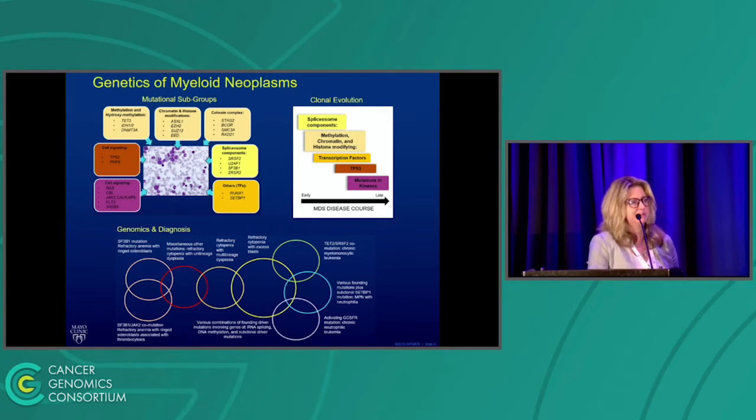And as you can see on the bottom here, the subgroups of these myeloid neoplasms have a lot of clinical overlap, but there are two polar ends. One is dysplasia and cytopenias, and the other is extreme proliferation.